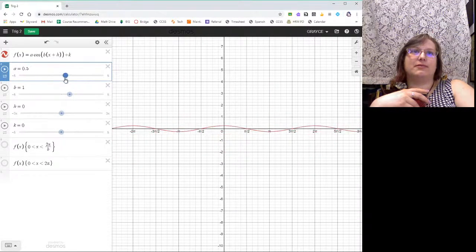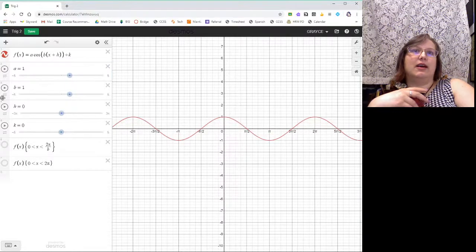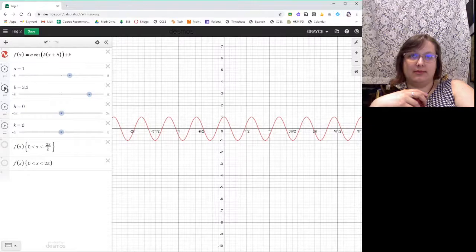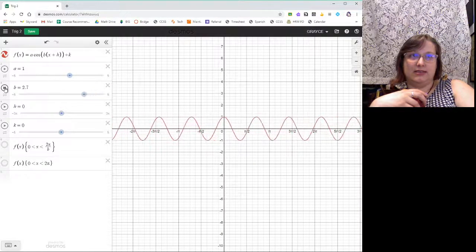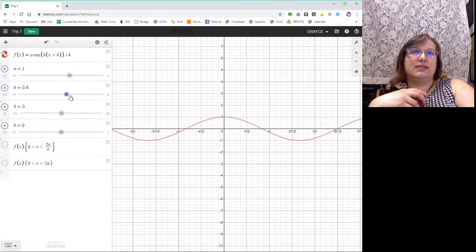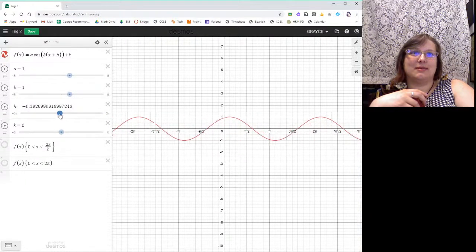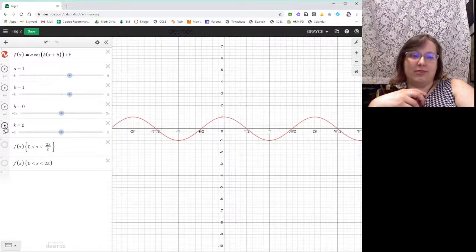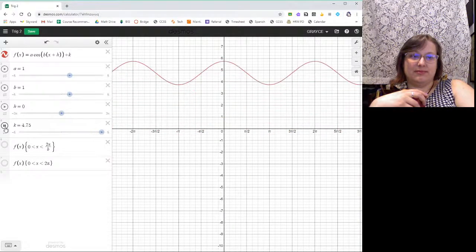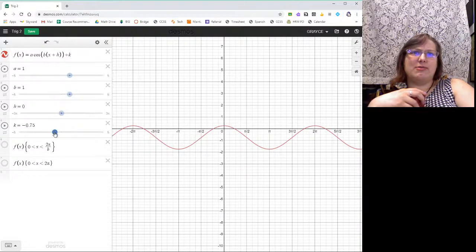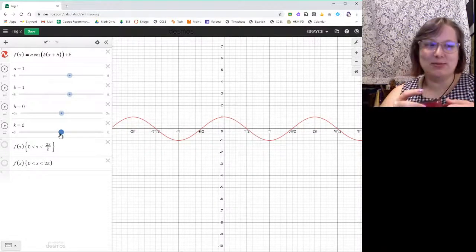So close. Not really close enough. B makes more of them. Okay. We go back to 1. H moves it left and right. I'm really bad at this game. And then k moves it up and down. Oh, you want me to repeat that, you say? You don't say that, but you probably do at home.